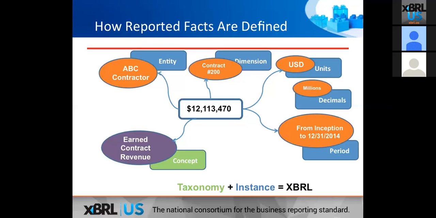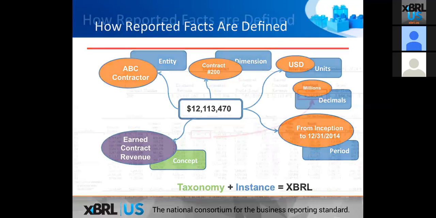So in this example, that value of 12,113,470 has data embedded into it. From the taxonomy, it has the name of the concept, earned contract revenue. From the instance document that's created to report this, we define the entity name, ABC Contractor, and the contract number 200, which is a dimension of that value. We can see that it's in US dollars, that's the units. It's in millions, and we have the time period represented here as well. So all of that data, or metadata, is packed around that data point so the computer knows exactly what it's looking at.